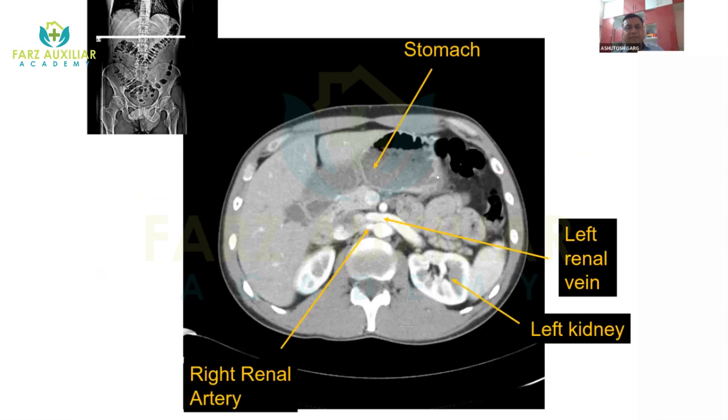Then again the stomach is there. This is the pancreas, left kidney. This is the right kidney, right lobe of the liver, left lobe of the liver, splenic flexure of the colon, small spleen is there.